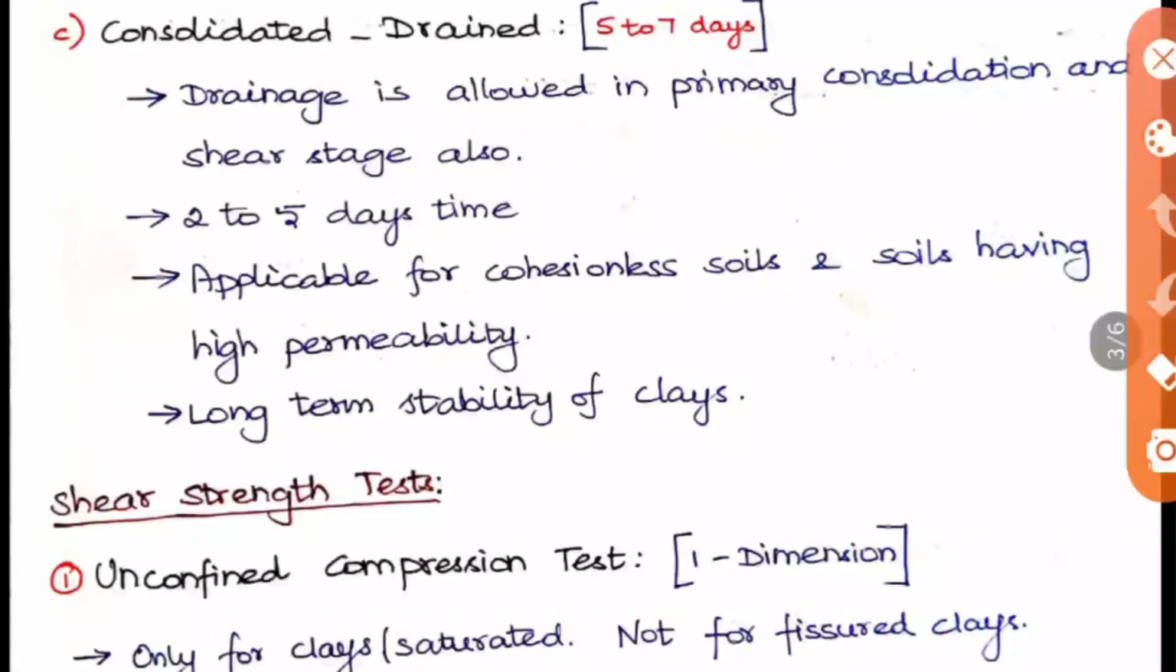Then the third one is the consolidated drain test. It takes nearly 5 days, and generally they will be taking 5 to 7 days. So 2 to 5 days or 5 to 7 days, both can be the answer. So if any one is given in the options, you can write that. And drainage is allowed in both the cases, that is consolidation and the shear stage also.